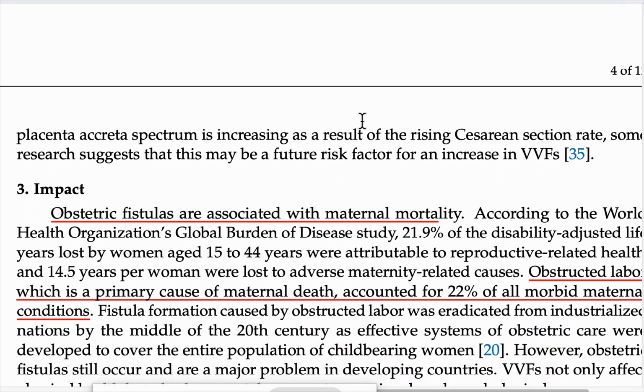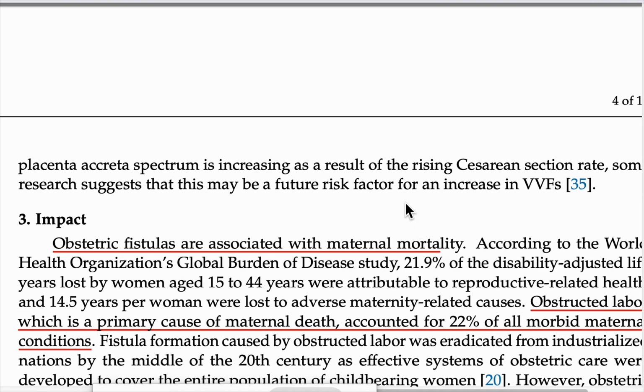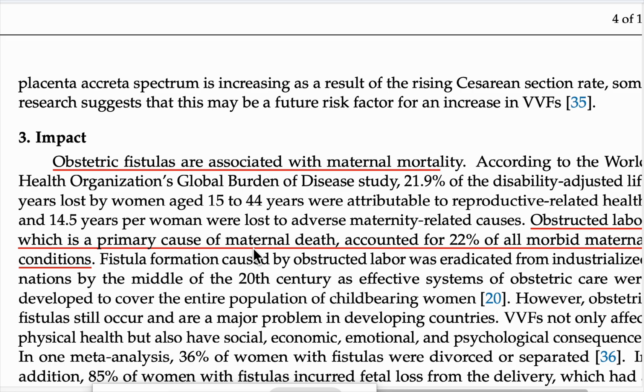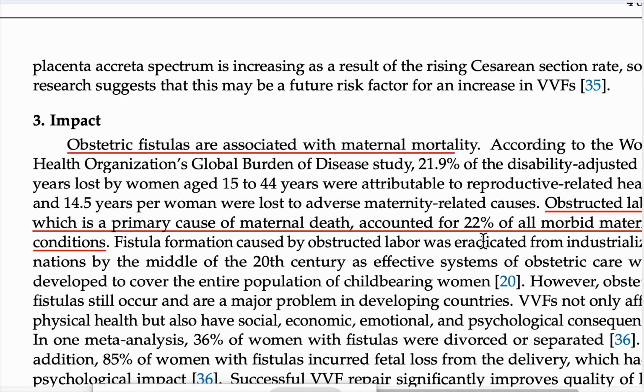So we are done with that one. Afterwards, what is the most important point, the impact? What is the most important complication they are going to have? Fistula is associated with maternal mortality. A maternal death accounts for 22% of all morbid maternal conditions. So how many percent is it? 22%. Please remember that number, 22%. It will cause a woman to die.